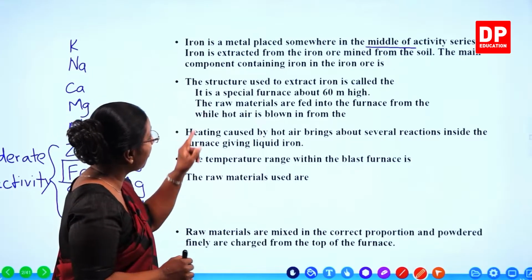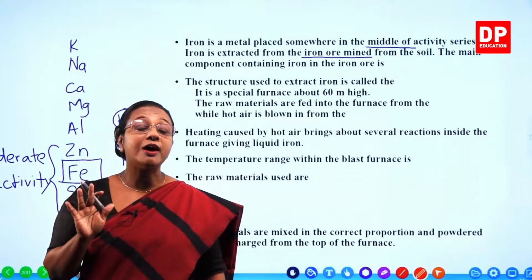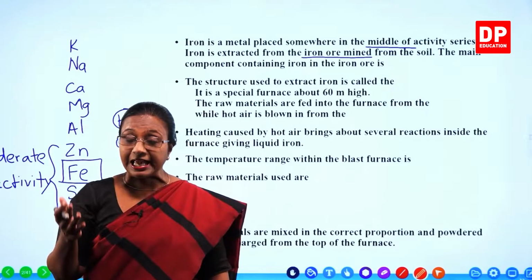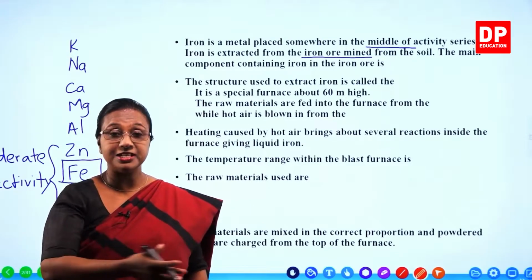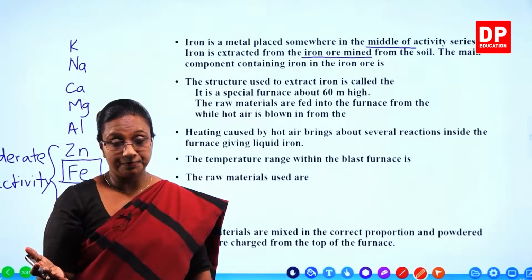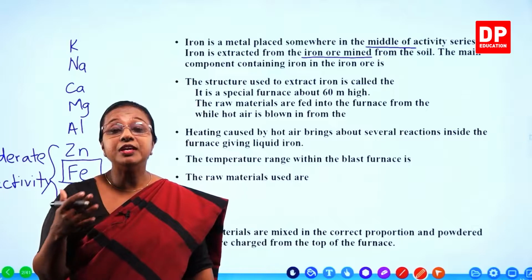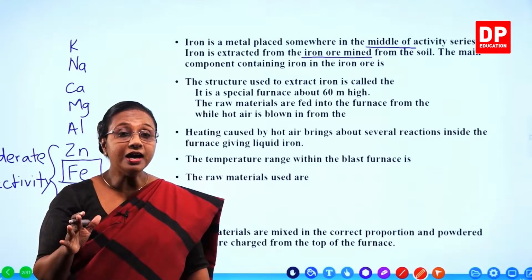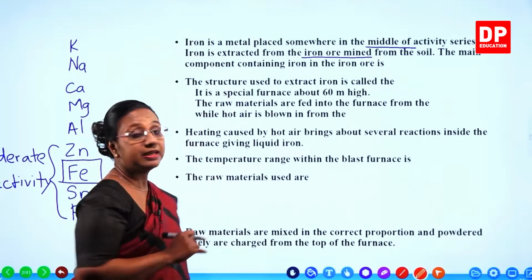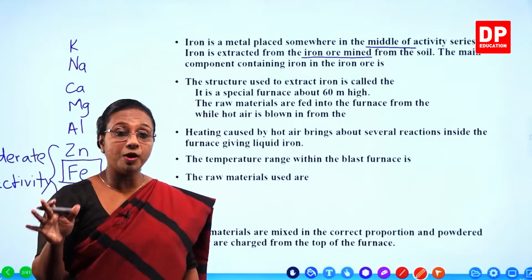Iron is extracted from the iron ore. Iron ore is mined from the soil. So you have to remember or understand the term ore. What is an ore? It is a naturally existing solid that exists in nature, in the soil, which contains a metal or a mineral of its metal. So iron is present as compounds. For example, if we take Fe2O3, that particular compound of iron is called hematite, and hematite is the ore that contains iron. So in nature, iron is present in the form of hematite.